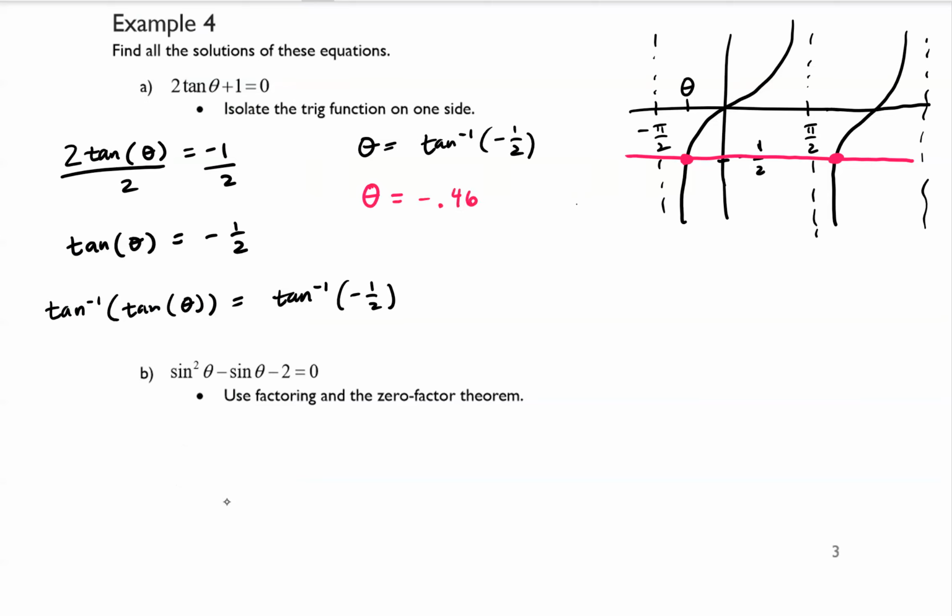And I want to make sure that I include all of the other solutions as well. So I'm going to do plus, and unlike sine and cosine, the period for tangent is pi. And so instead of writing 2 pi k, it's going to be pi k, where k is an integer. So that is our answer for example 4a.